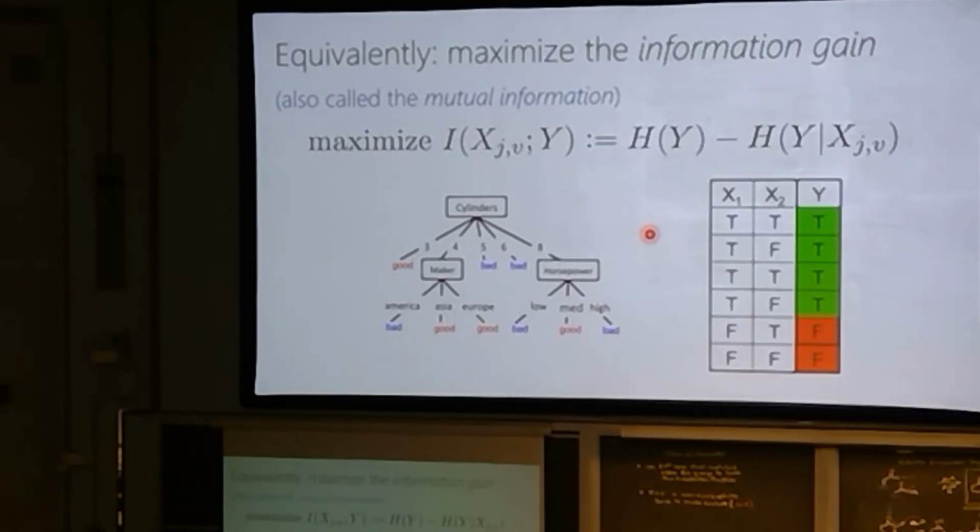Okay, and so equivalently, the word you'll normally hear in decision trees is not to minimize the entropy, it will be to maximize the information gain, and that's because the information gain is just defined as the entropy minus the conditional entropy. So since we cannot change the entropy of Y, that's always fixed, this is the only thing we can change, and so if we maximize this, then we're minimizing the conditional entropy. So it's the same thing.